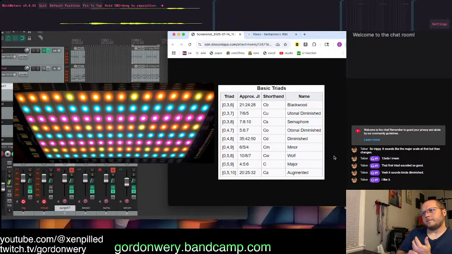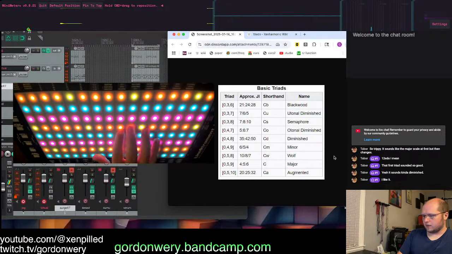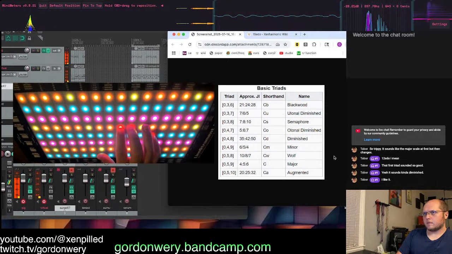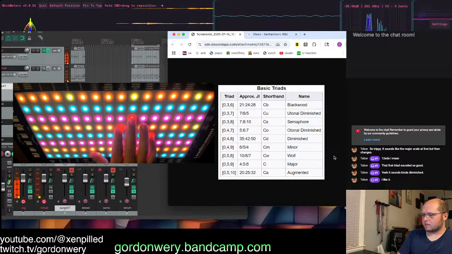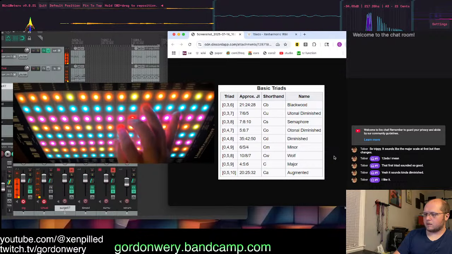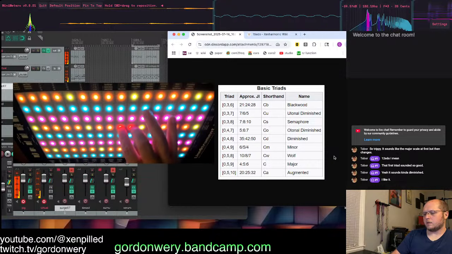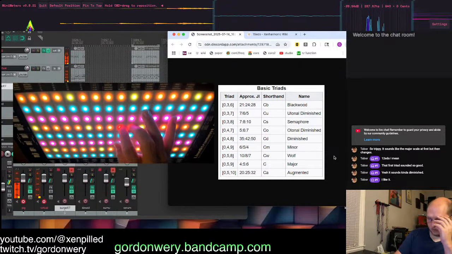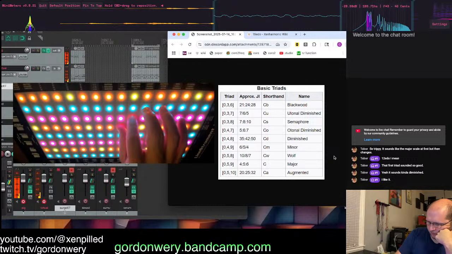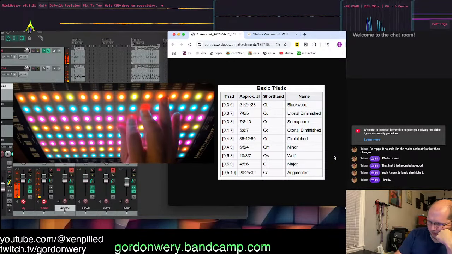And then, so yeah, in 22, I basically call these same constructions Orwell minor, chemic, and Orwell major. But in 19 Edo, this chord would be a straight up diminished.